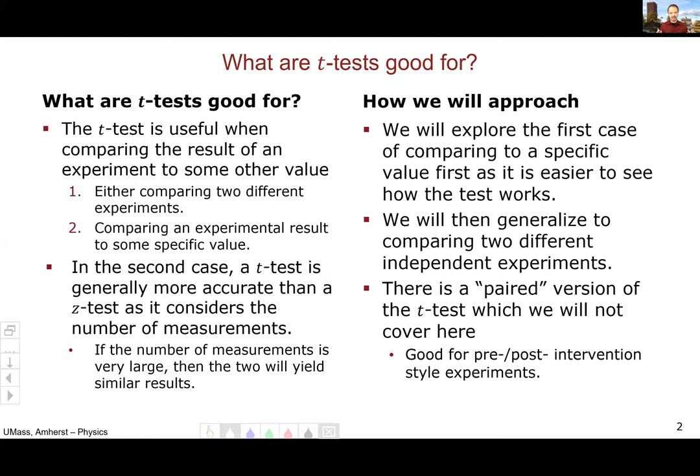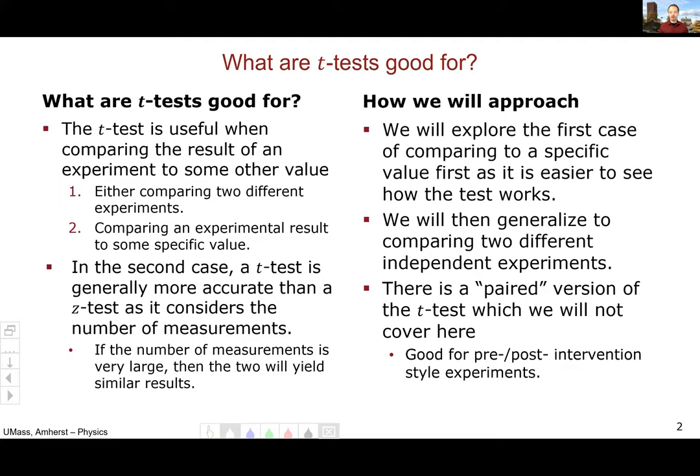In the second case, a t-test is generally more accurate than a z-test as it considers the number of measurements that you use. Now, if the number of measurements is very, very large, then the two will yield similar results. But we need to be into the very large numbers of measurements, hundreds, thousands, that sort of thing. And there are other assumptions that go into the z-test that are actually not present in the t-test that we'll talk about later. So how will we approach our exploration of t-tests?